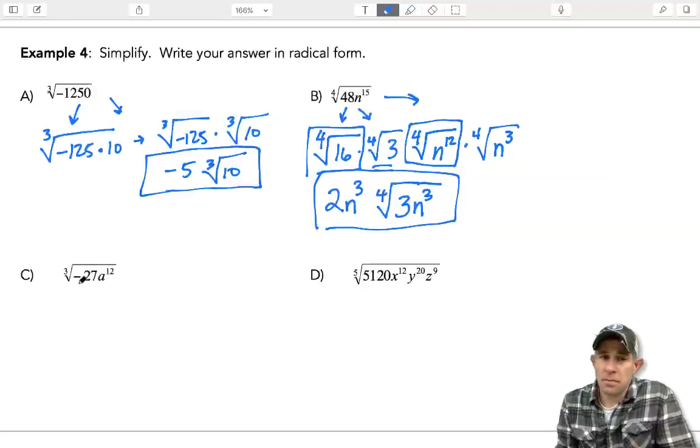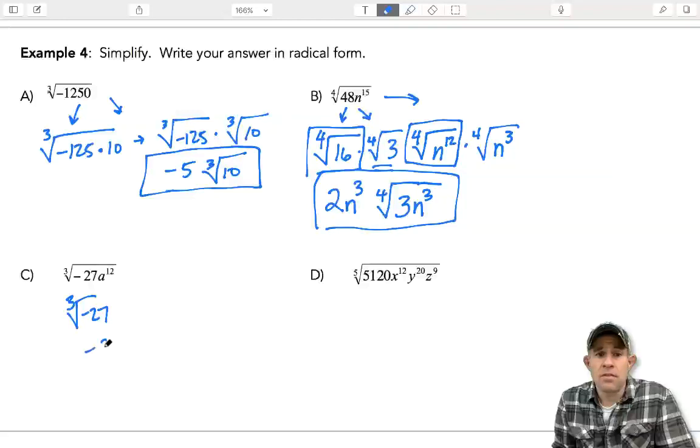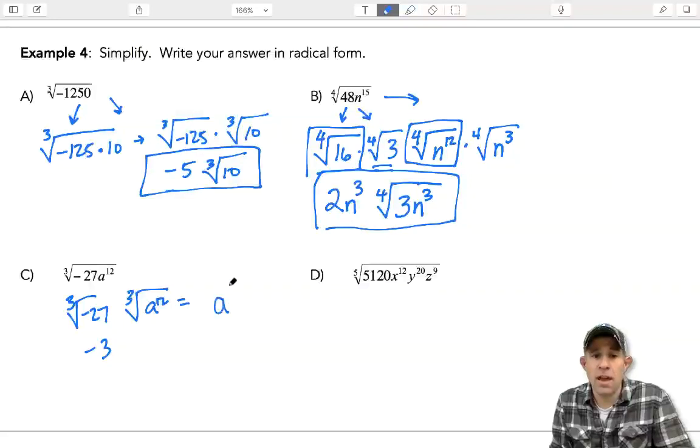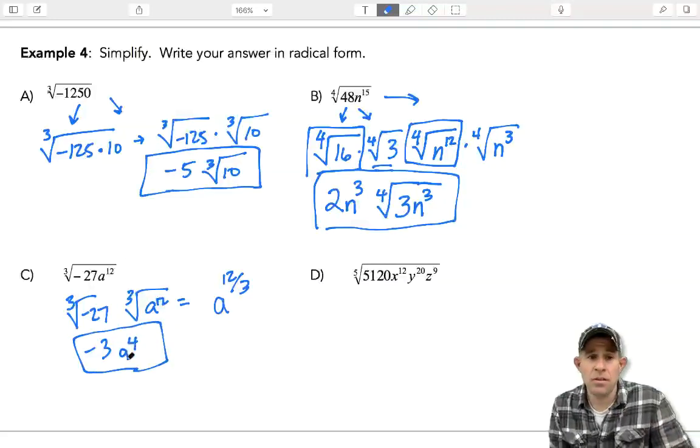All right, example C now, we're taking this cube root of negative 27, which we can do, and a to the 12th. So the cube root of negative 27 is negative 3, and the cube root of a to the 12th, remember, we can rewrite that as a to the 12 thirds, which is simply a to the 4th. So the cube root of negative 27 a to the 12th simplifies to negative 3 a to the 4th.